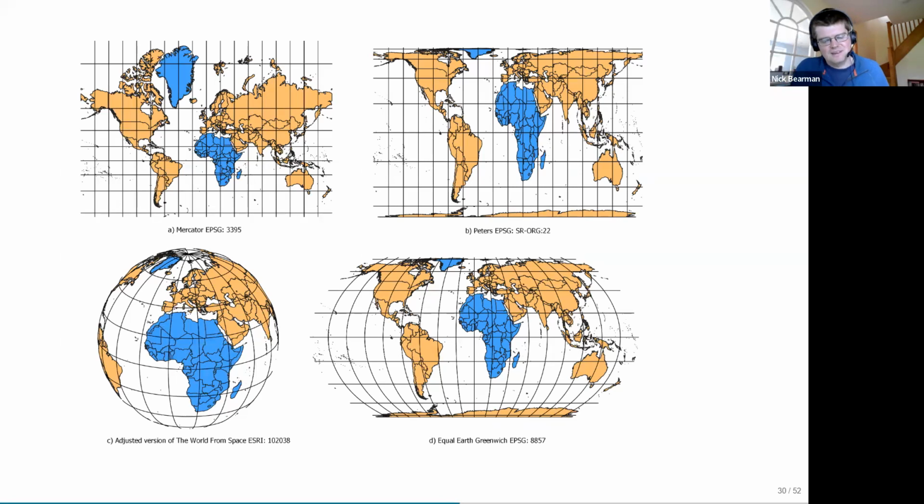The Equal Earth is a different approach where they try and balance both of these. So you distort the area a bit and distort the angles a bit. And there are many, many other approaches to this. I'm not going to go any more into this now, but the key bit is to just be critical of maps that you're looking at.